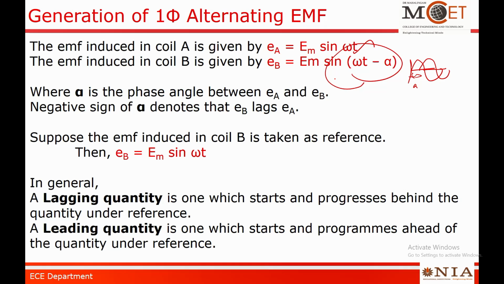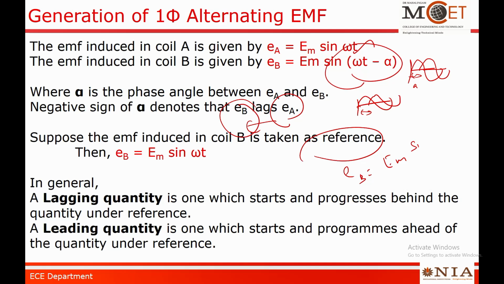Now we have the phase angle between EA and EB. Here the negative sign shows that EB is lagging behind EA, which means that the induced EMF EB lags EA, as it doesn't start at the position of 0 but somewhere else. That is why I mention this as lagging. Now, taking the EMF induced in coil B as the reference, we take the equation as Em sin omega t.